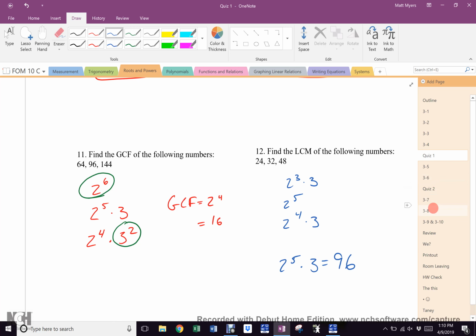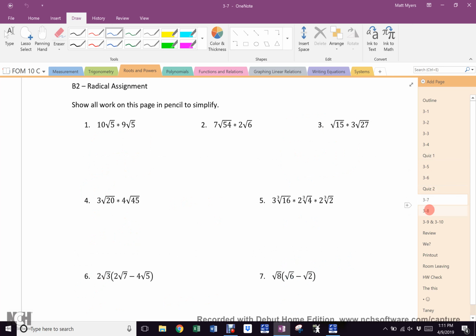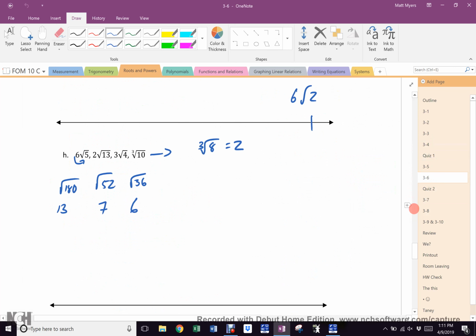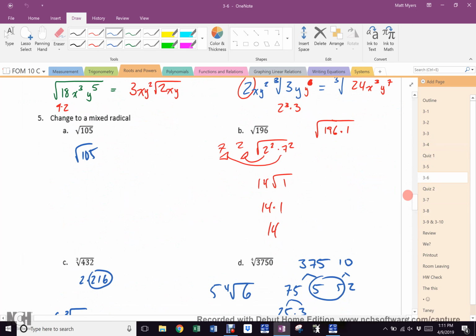Now, what we did yesterday is leading into your quiz today. Your quiz today will have 5 multiple choice exponents questions and 9 no multiplying, just simplifying of radicals, which is this stuff, which we did a couple of days ago.